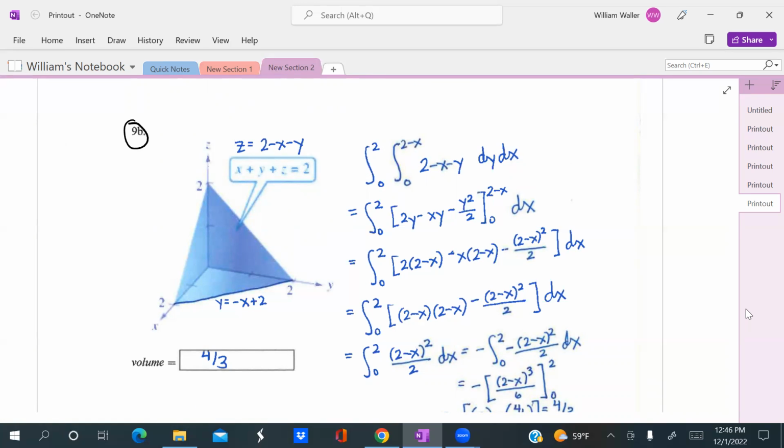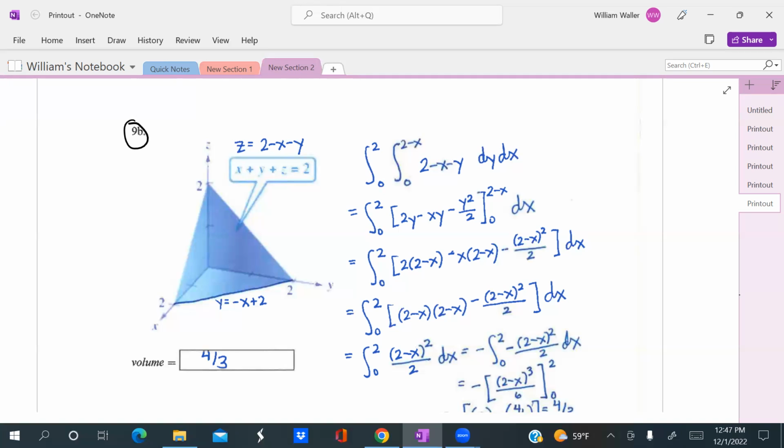Okay, so the real key here, of course, is just trying to write down your limits of integration for your region in the XY plane, because this volume that's shown here is just the volume beneath this surface, which is just this plane, z equals 2 minus x minus y.